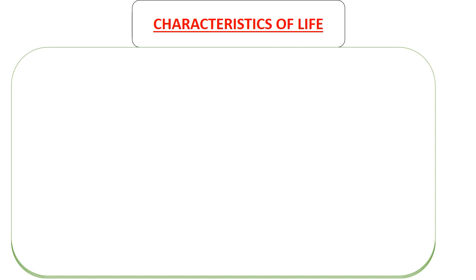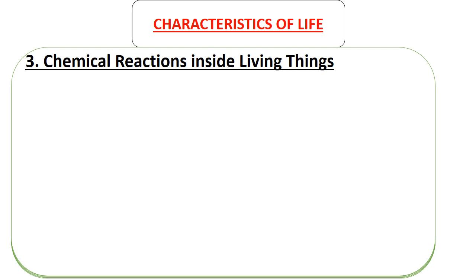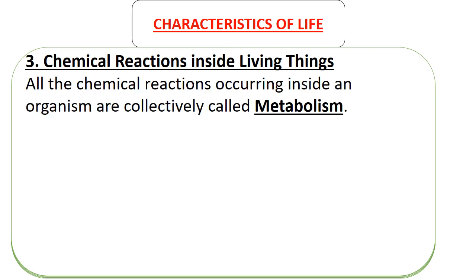Other than the characteristics of life, the other thing that we're going to take a look at is chemical processes that occur within living organisms. Living organisms have got chemical reactions that occur inside them. We are done characterizing life, but now we're going inside life to see what happens inside living organisms. All the chemical reactions occurring inside an organism are collectively called metabolism. Metabolism is the biological term given to all chemical reactions occurring inside an organism.